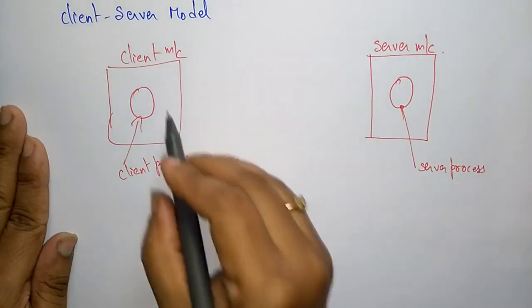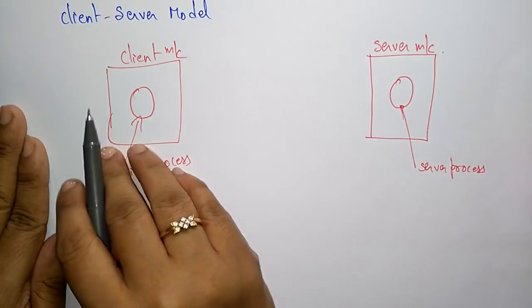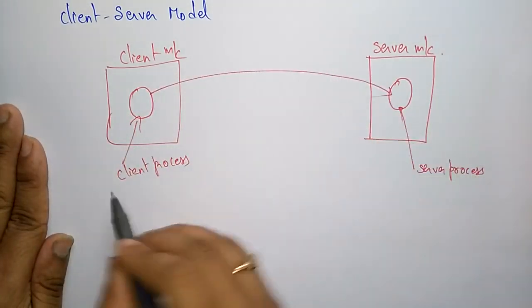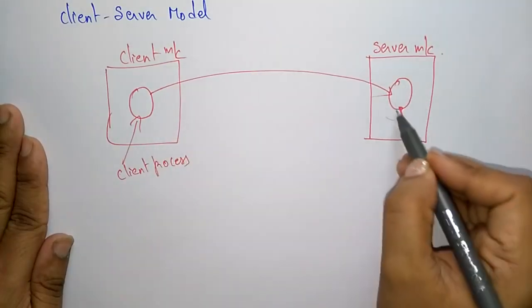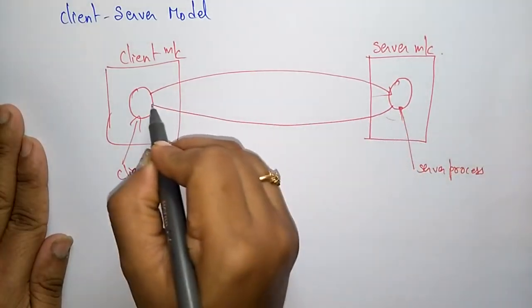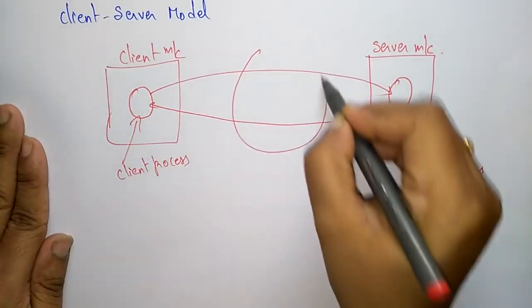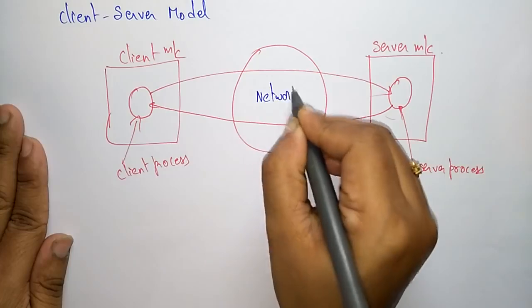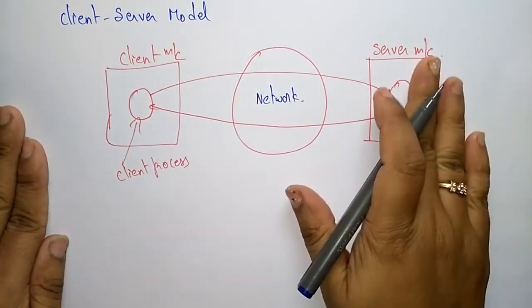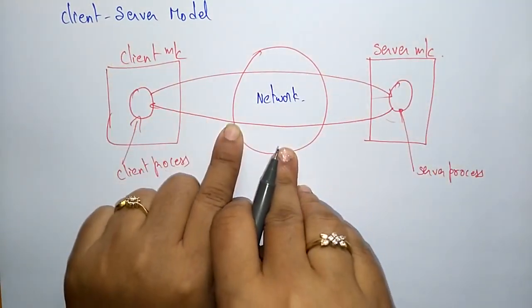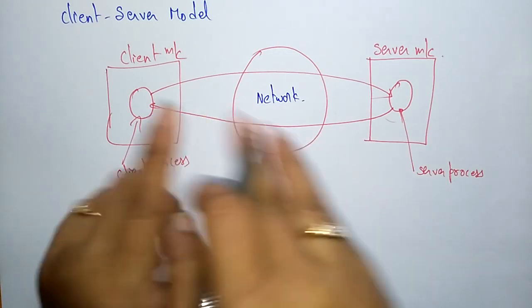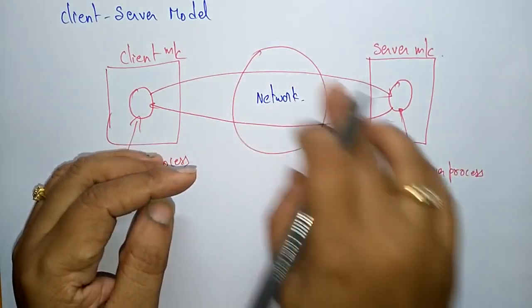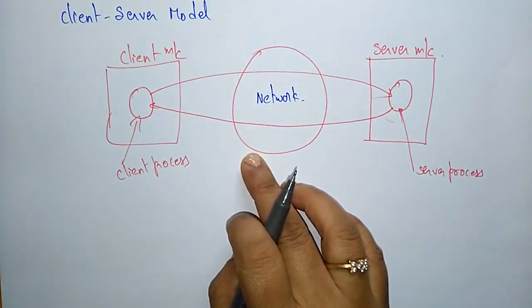Suppose the client wants to ask a query, he asks the server, and the server process replies to the client only with the help of a network. If the client machine and server machine are connected to a network, only then will communication be established between the client and server. The network may be anything.